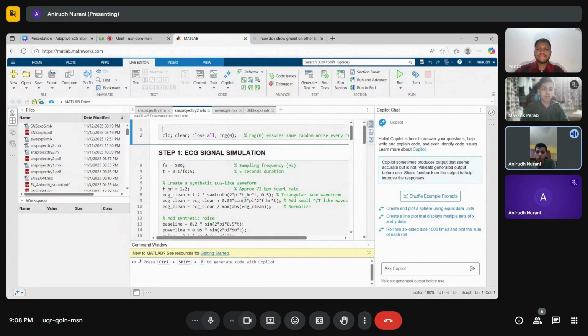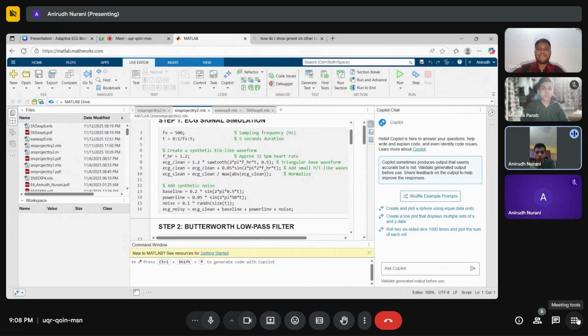So here is the MATLAB code for our project. We divided our MATLAB program into 6 main steps, each representing a functional stage of our simulation. The first is ECG signal simulation. We generate a synthetic ECG waveform using a sawtooth function to represent the heartbeat pattern. Small sinusoidal components are added for P and T waves, and different noises like baseline drift and power line interference are added to simulate real world conditions.